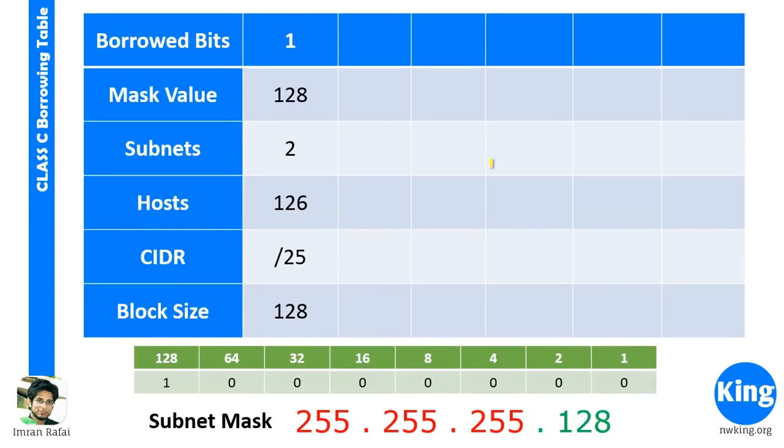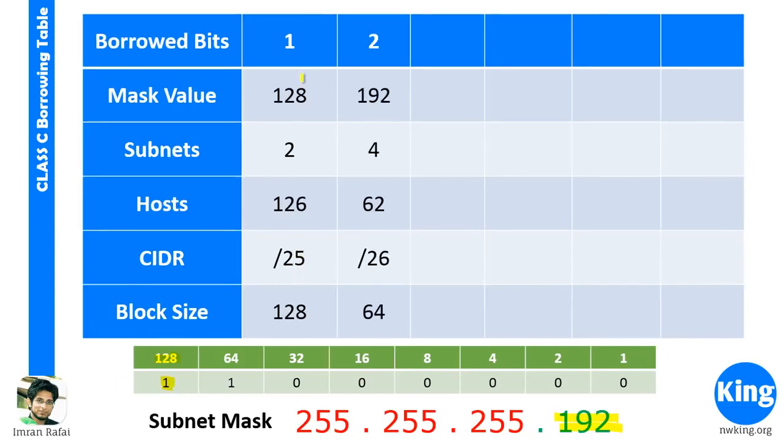For the class C borrowing table, I've made a small table to make things very easy. When we borrow 1 bit, the mask value becomes 128, if you see here. So it is going to be 255.255.255.128. When you borrow 1 bit, it creates 2 subnets. How do you know 2 subnets? It's very easy: 2 to the power number of bits borrowed. 2 to the power 1 is 2. The block size, as we see here, if 1 bit is borrowed, is the place value, so 128 is the block size. Number of hosts is always the block size minus 2. CIDR is /25, because it was /24 for class C, and you're adding one more, so /25.